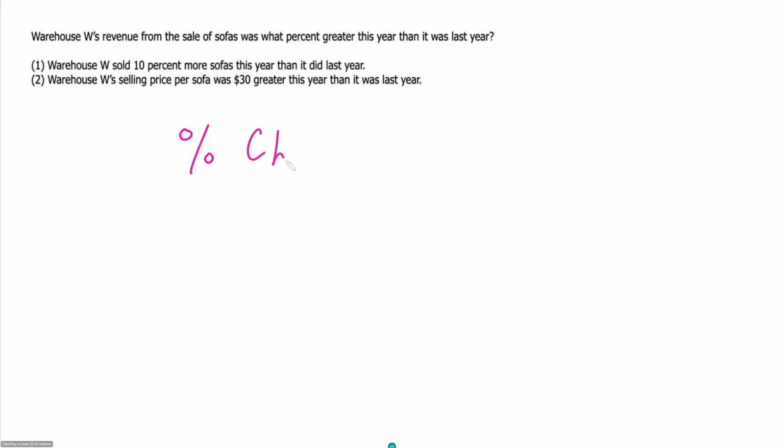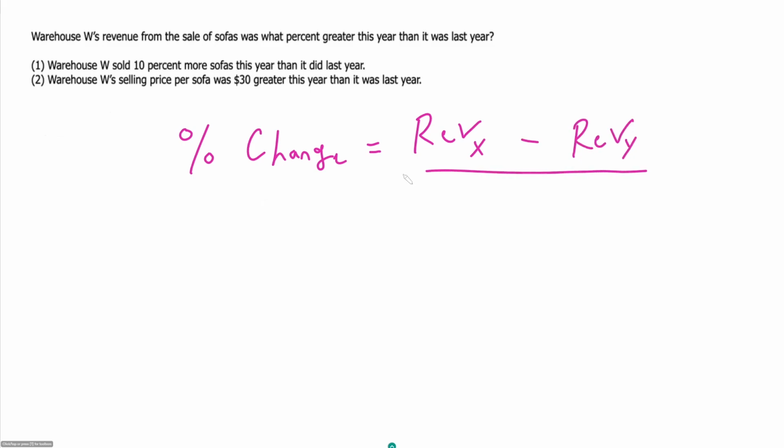So we're looking for the percent change between the revenue this year and the revenue last year. So I'll just call that revenue X minus revenue Y all over revenue Y, where X is this year, Y is last year. Other than that, there was no information given in my prompt, just a question. So we will move on to our statements.